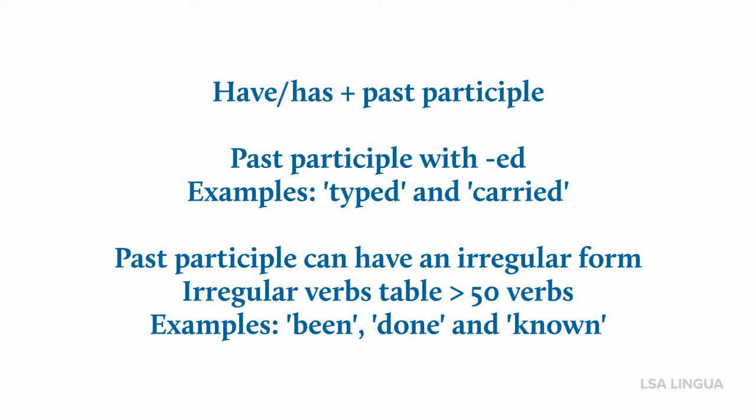When it comes to past participles, we've got the regular ones ending in ed, like typed and carried. Note that sometimes spelling differs. And we've got the irregular forms, so consult the irregular verbs table that consists of at least 50 verbs, examples of which are been, done, and known. Note that the present perfect simple is formed with have or has plus past participle.